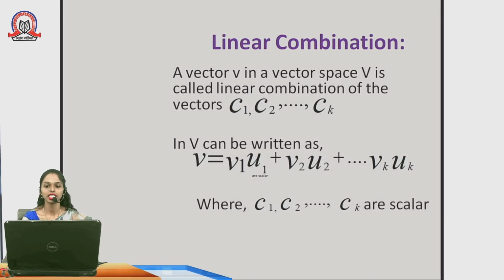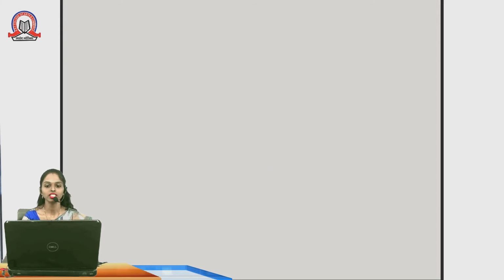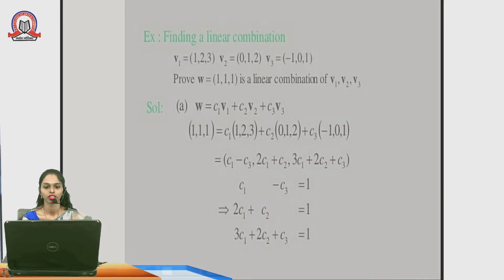Next we see linear combination. A vector v in a vector space V is called a linear combination of the vectors u1, u2, up to uk in V if it can be written as v equal to c1 u1 plus c2 u2 plus up to ck uk, where c1, c2, up to ck are scalars. If this condition is satisfied, that is, v is equal to a combination of all the vectors with its constant terms, then we say that it is a linear combination.